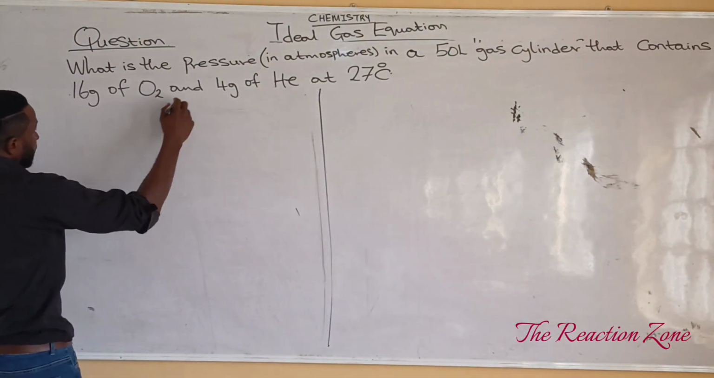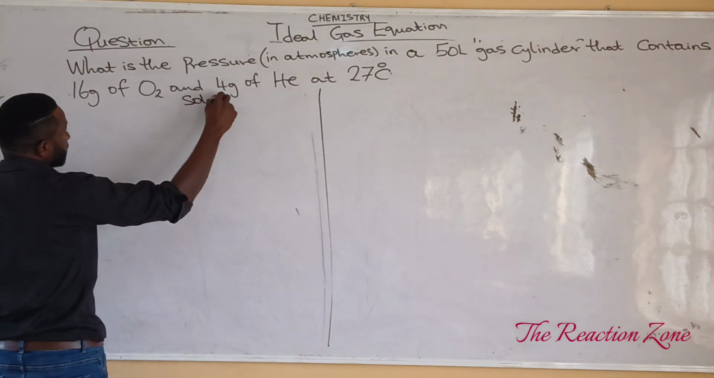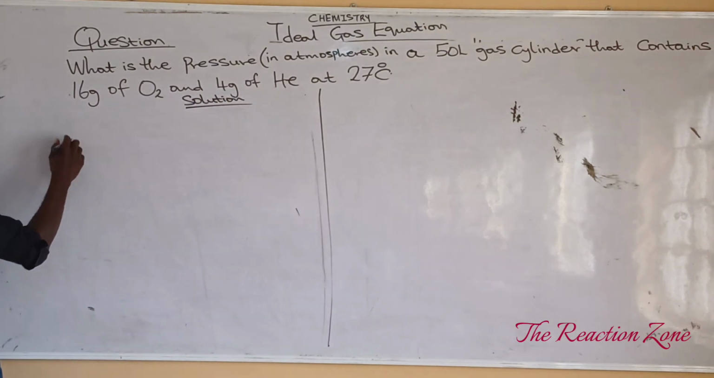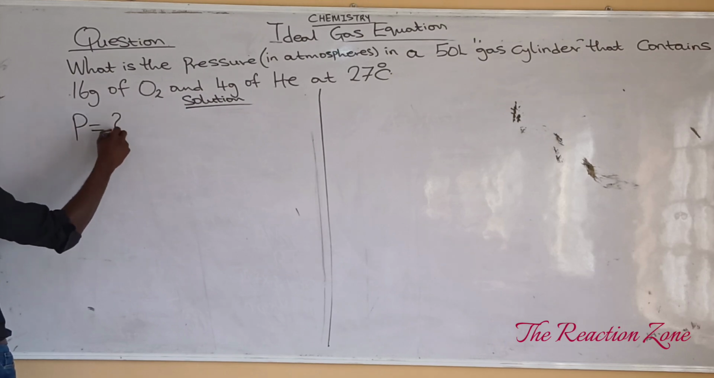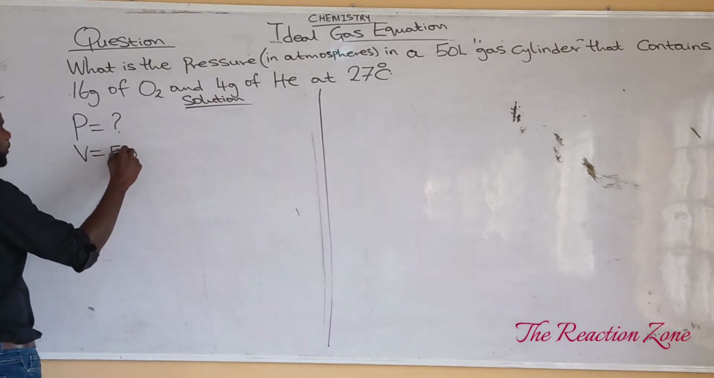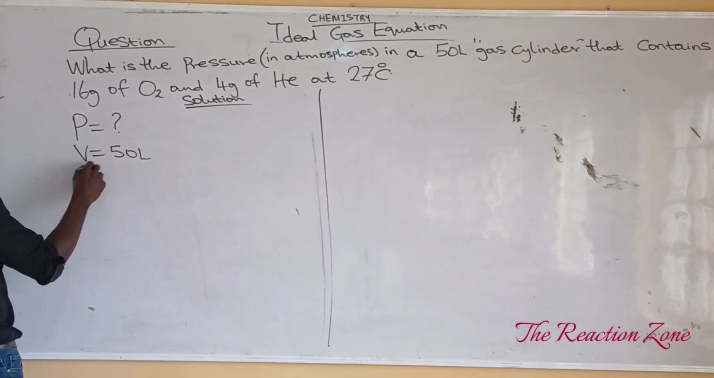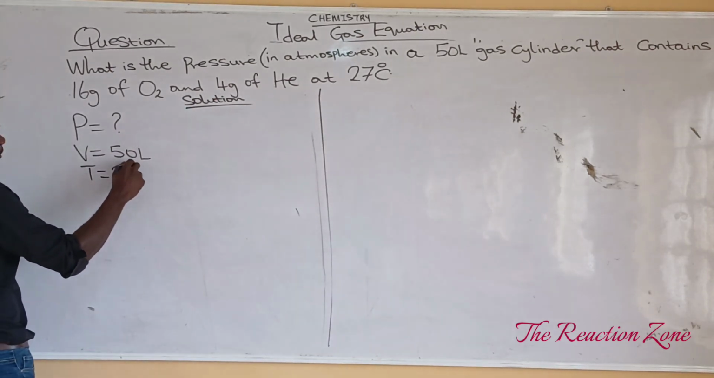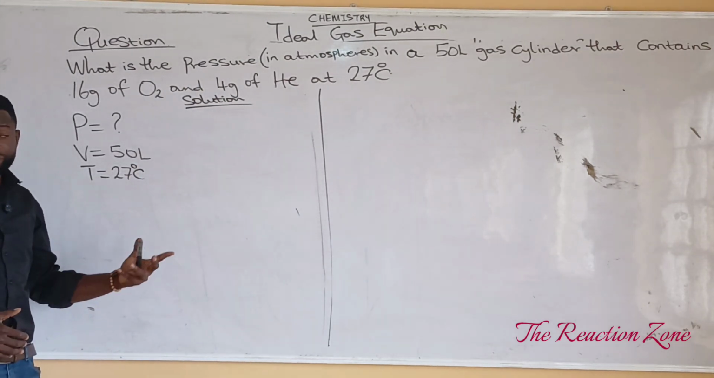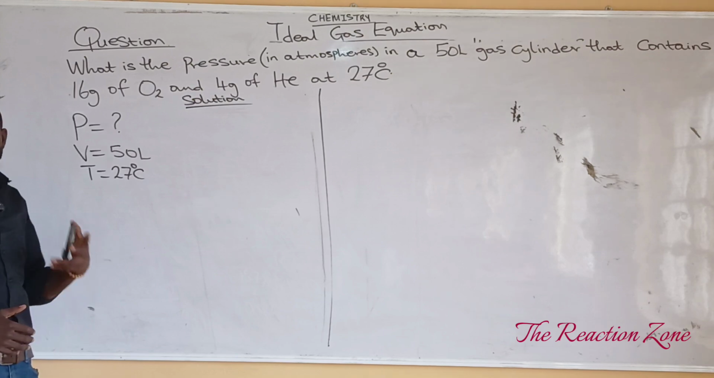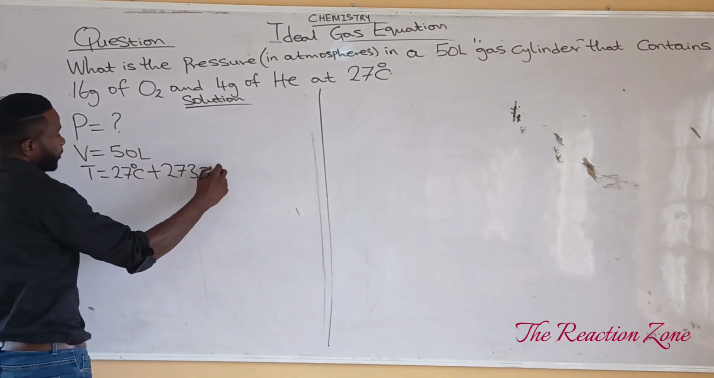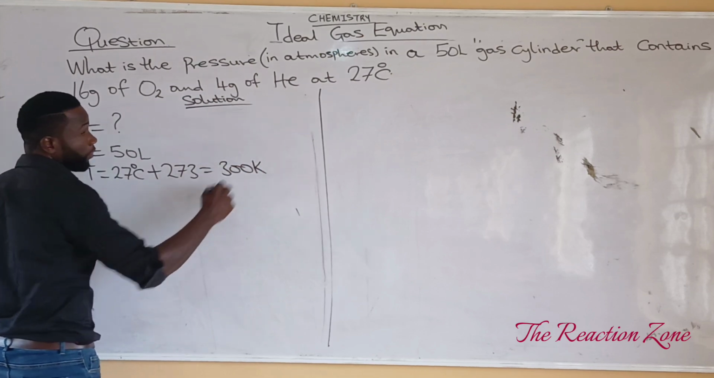To solve this problem, first of all, itemize the parameters of information from the question. We are told to find the pressure that we don't know. We are given the volume to be 50 liters. We are given temperature to be 27 degrees Celsius. To solve a question involving use of the ideal gas equation, temperature must be in degrees Kelvin. So to convert that, we have to add 273 to this, and this will give us 300 Kelvin.